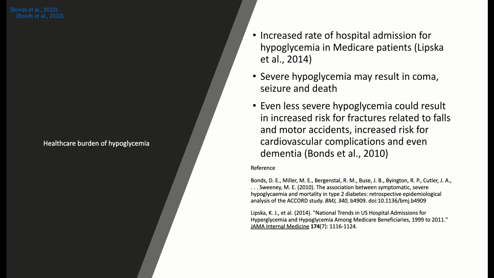Over the years, there has been an increased rate of hospital admissions for hypoglycemia in Medicare patients. Severe hypoglycemia may result in coma, seizure, or even death. Even less severe hypoglycemic episodes could result in increased risk for fractures related to falls and motor accidents, increased risk for cardiovascular complications, and even dementia.